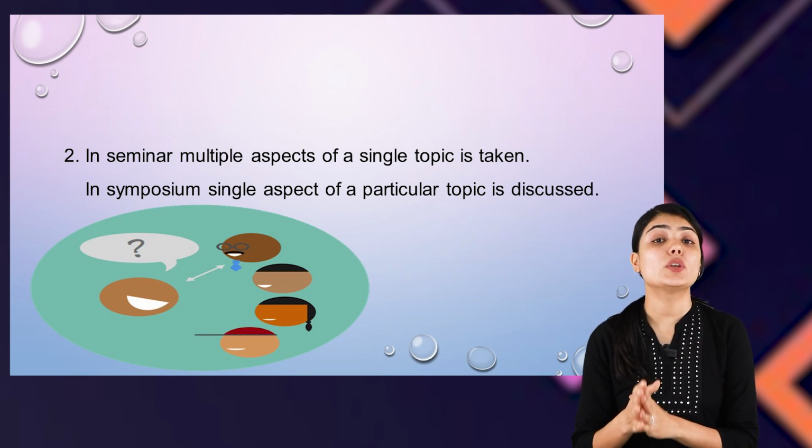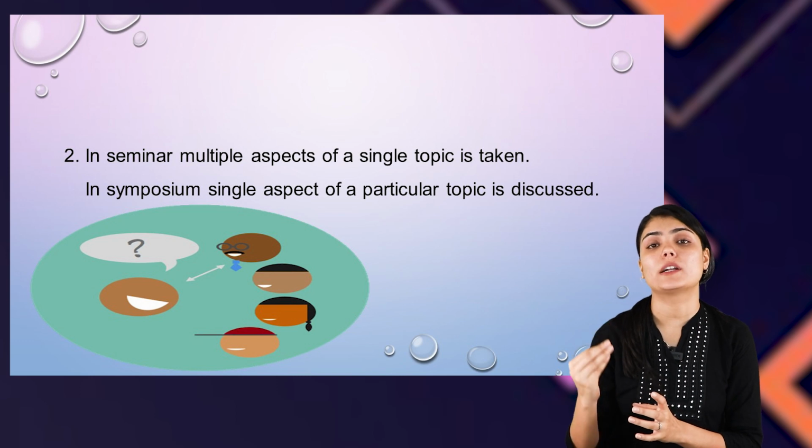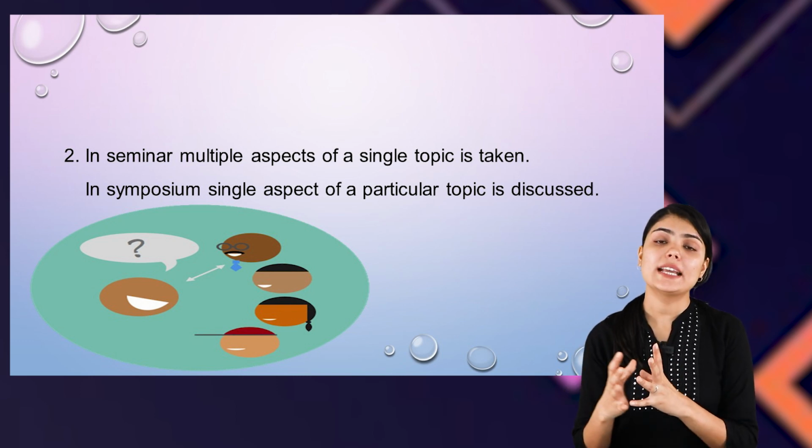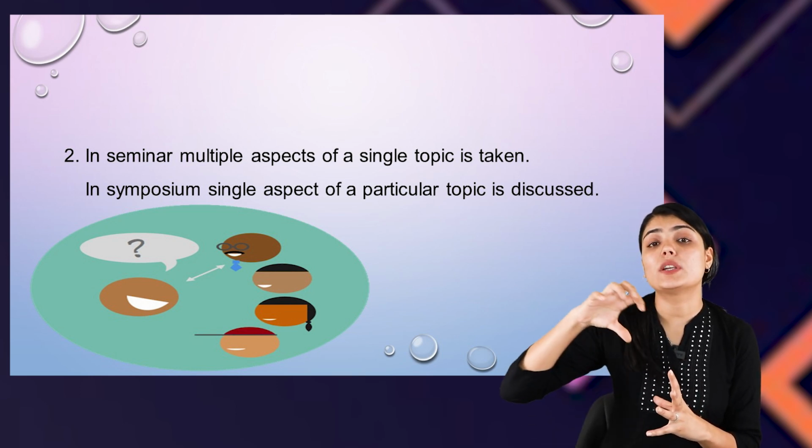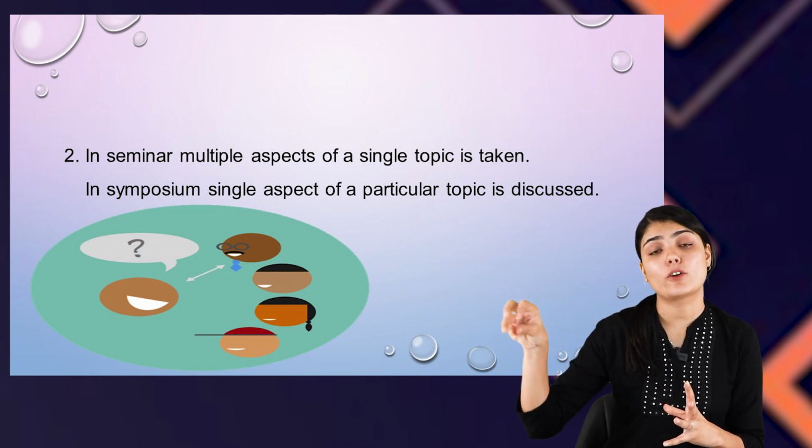But in a symposium, a single aspect of the particular topic is discussed. If we take a symposium, we only take a single aspect from the topic and we discuss that aspect.